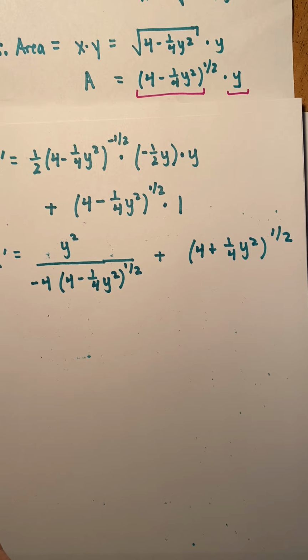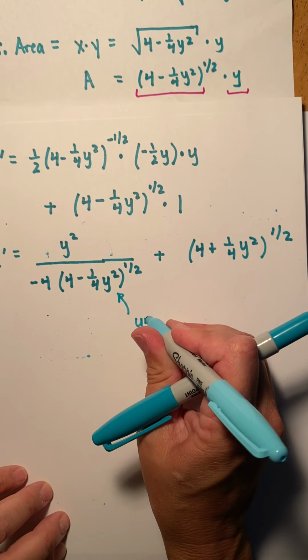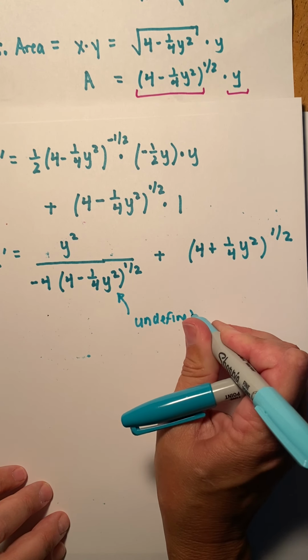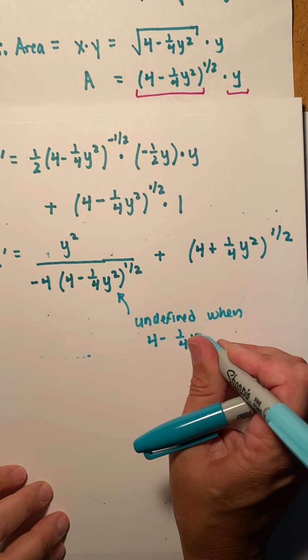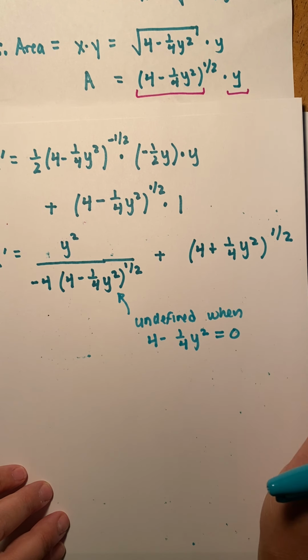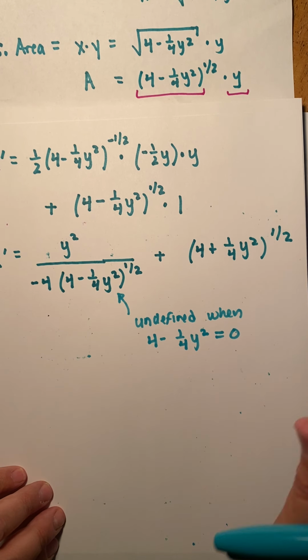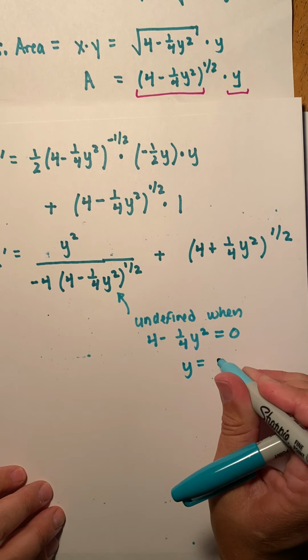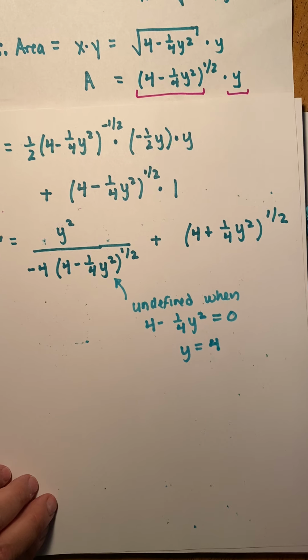So I'm going to look right here. When is this derivative undefined? Well, it's undefined when 4 minus 1/4 y squared is equal to 0, because we'd have 0 to the 1/2 power, which would be 0, and that denominator would be 0. We solve this for y, and we get y equals 4. So if y equals 4, the derivative is undefined. So that's one critical number.